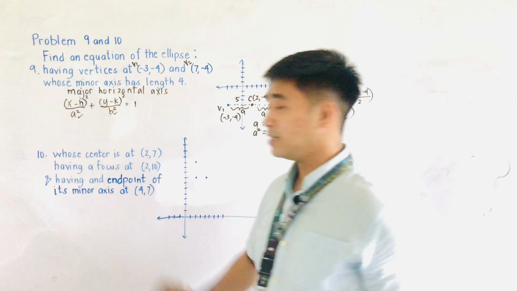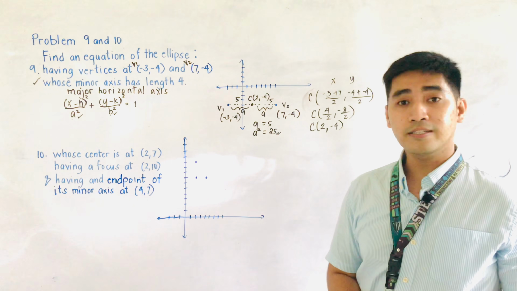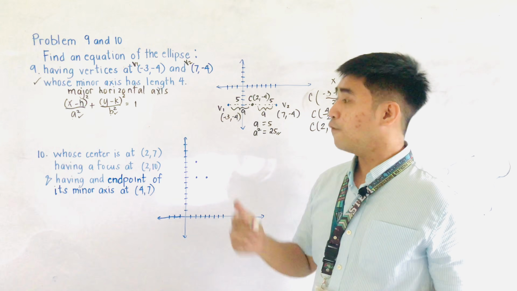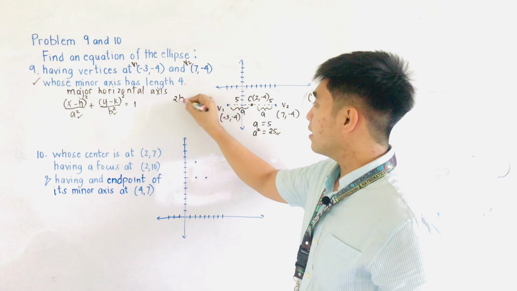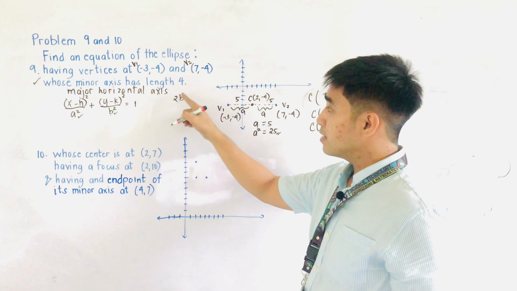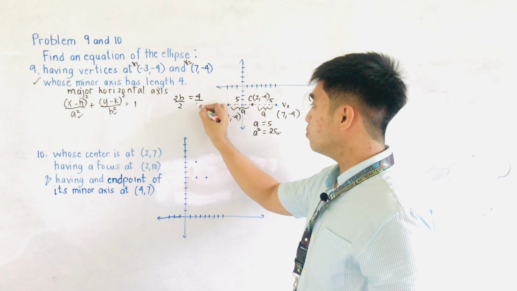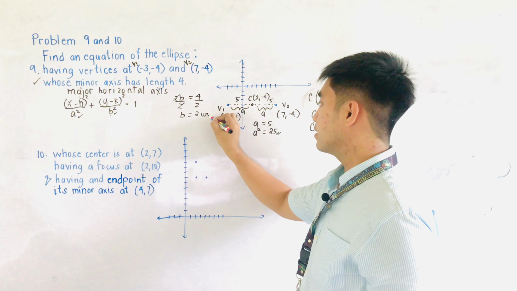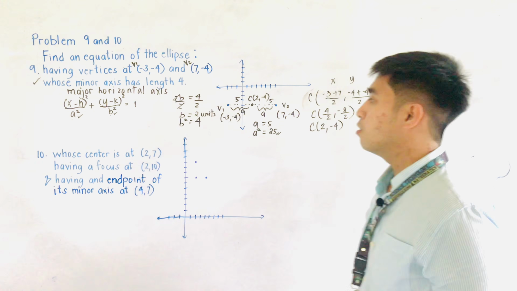Do we have the value for b squared? Not yet. But we are given another condition, and that condition is that the ellipse's minor axis has length 4. When we say minor axis, we'll be calling that 2b. So the minor axis has length 4. Therefore, 2b is equal to 4. Divide both sides by 2, and b now is equal to 2 units. If b is equal to 2 units, therefore b squared is equal to 4.